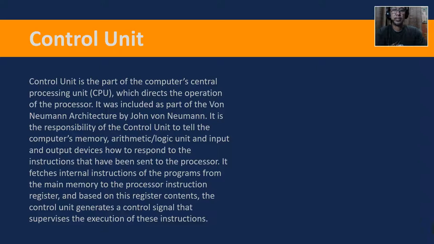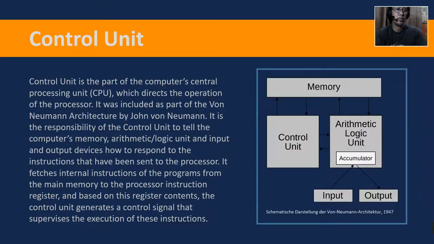It fetches internal instructions of the programs from the main memory to the processor's instruction register or IP. And based on this register contents, the control unit generates a control signal that supervises the execution of this instruction. So if you remember our von Neumann machine, this is the control unit or the CU.